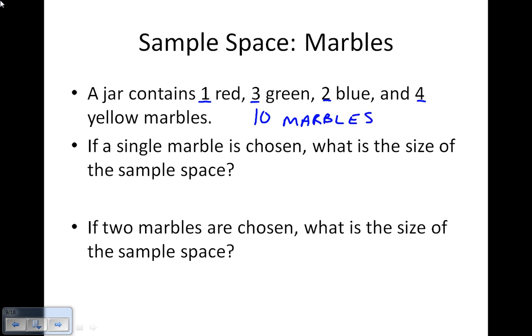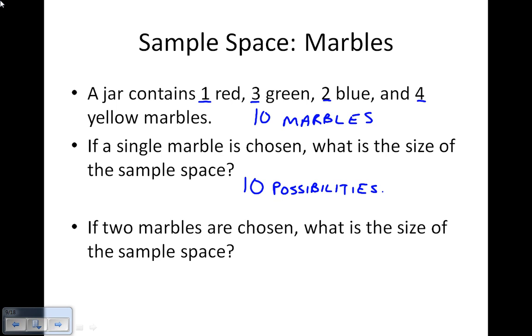If a single marble is chosen, what is the size of the sample space? In other words, how many possibilities do I have? Well, there's 10 marbles to choose from, so the size of my sample space is 10 possibilities. I don't know what I'm going to get, but it has to be one of those 10 marbles in the jar.